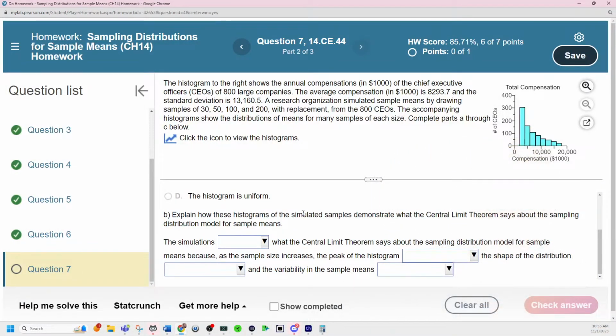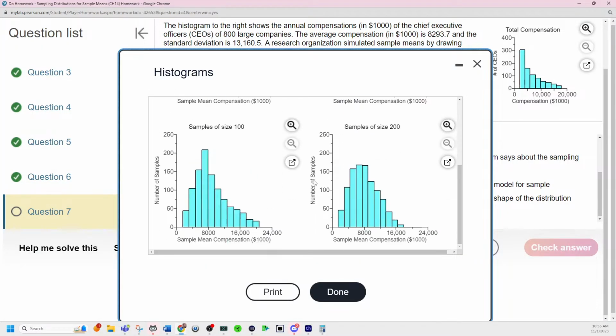Explain how these histograms look as we increase the sample size. We'll take a look. They're becoming more normal. Are you saying that's super skewed? I think they're saying that this is super duper skewed.